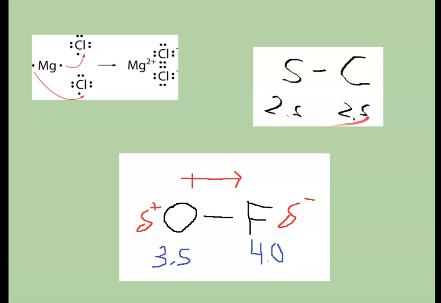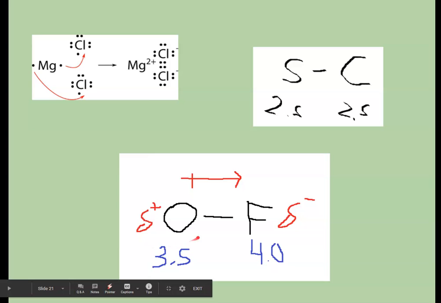Here we go, 2.5, 2.5. Do they pull equally or unequally? They pull equally. That means that the electrons are shared equally, and we will not form a polar bond. This will be a nonpolar covalent bond because there's no difference in electronegativity between the elements, and the electrons are going to be shared equally. Okay, so nonpolar covalent.